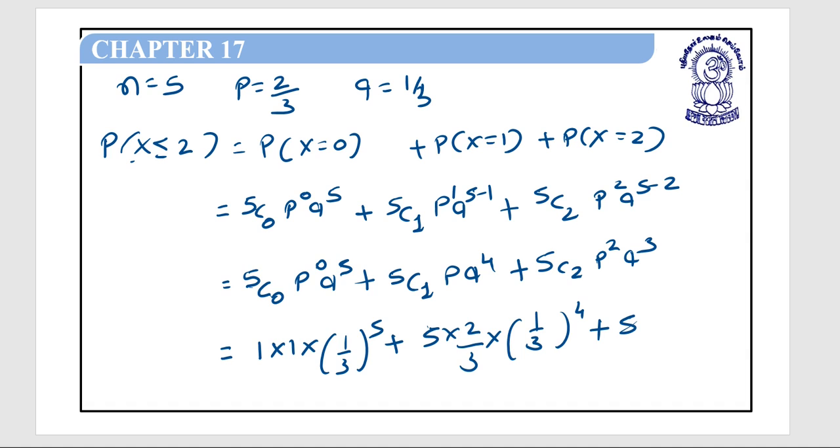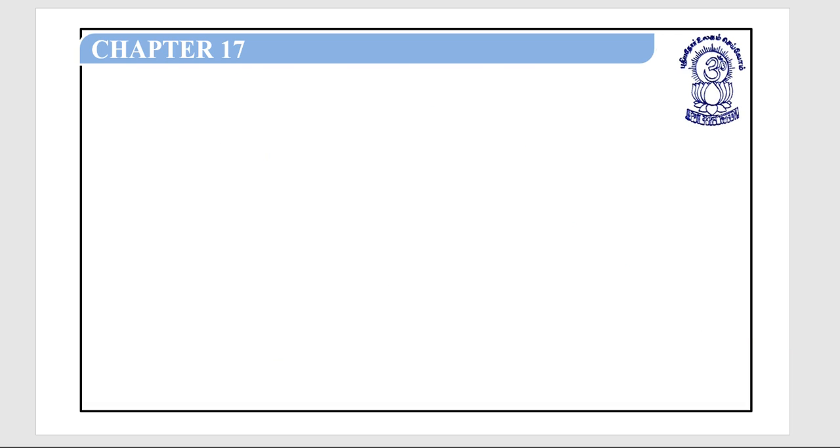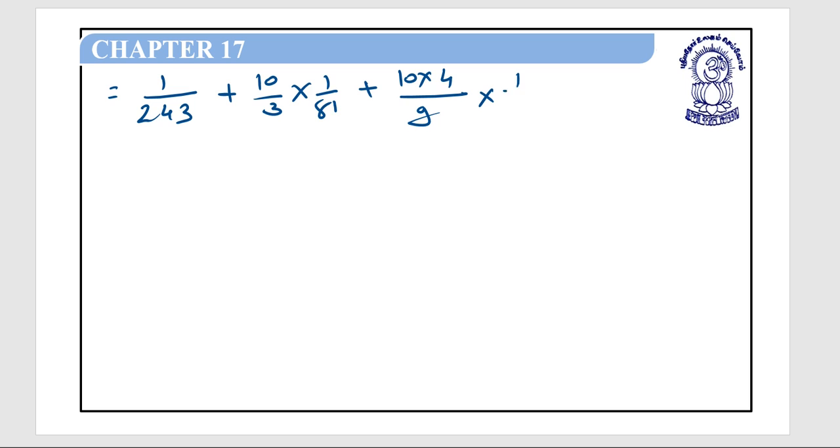plus 5 into 4 upon 2 into 1 into 2 by 3 square into 1 by 3 raised to 4, is equal to 1 upon 243 plus 10 by 3 into 1 upon 81 plus 10 into 4 by 9 into 1 upon 27.